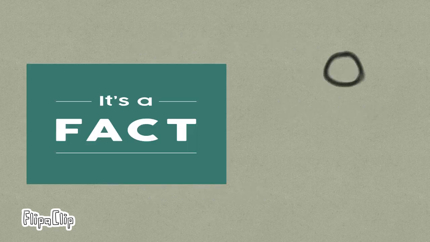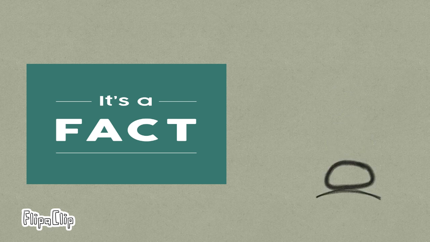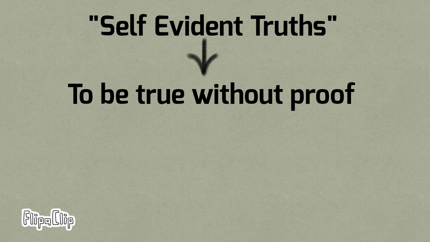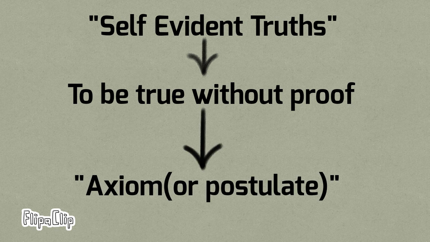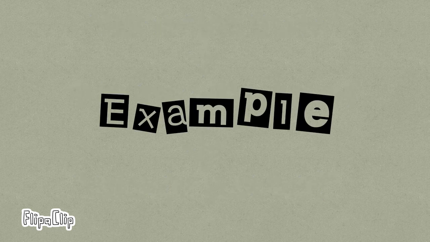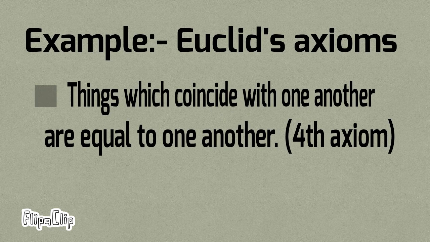There is a fact that every area in mathematics is based on some statements which we assume to be true and are not proved. These statements are self-evident truths which we take to be true without proof. These statements are called axioms or postulates. Well, there is some difference between axioms and postulates, but we will not distinguish them here. Let's consider an example of an axiom. Let's consider Euclid's axiom: things which coincide with one another are equal to one another. This is Euclid's fourth axiom.